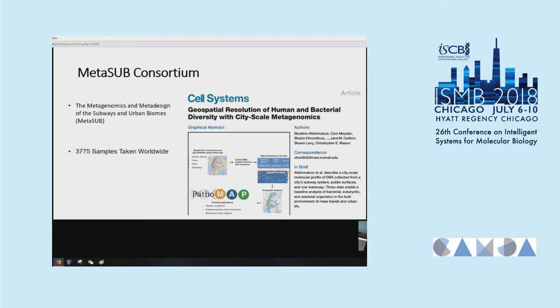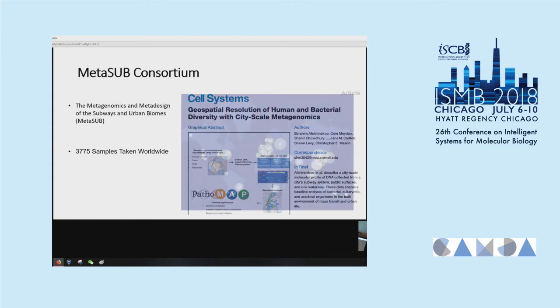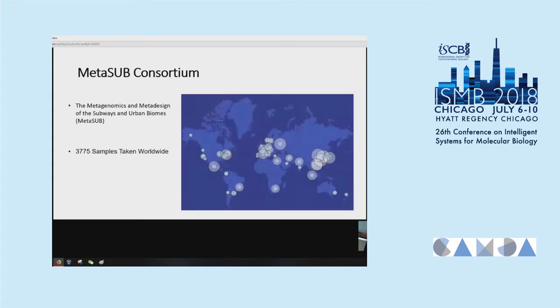I first became aware of this type of project back with PathoMap, when it was published in Cell Systems in 2015. Again, a very impressive study. But now with MetaSUB, this has really been built out into a huge worldwide network of metagenomics samples examining the urban microbiome. I think this is an absolutely fantastic resource, not just for examining the urban biome, but, as I'll show in a bit, also for mining for novel genomes and novel genomic sequences.